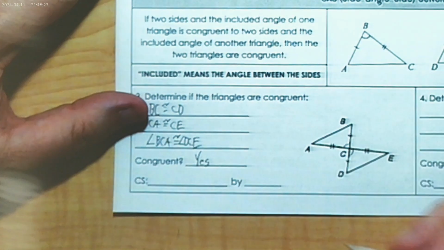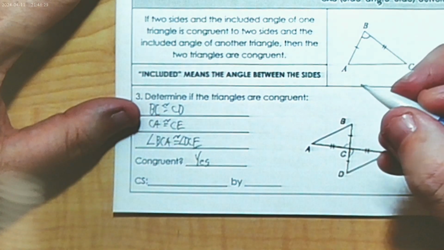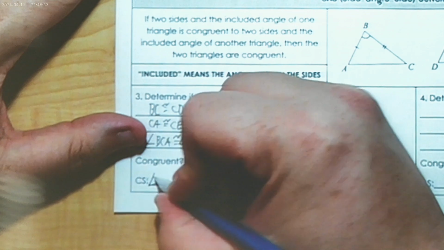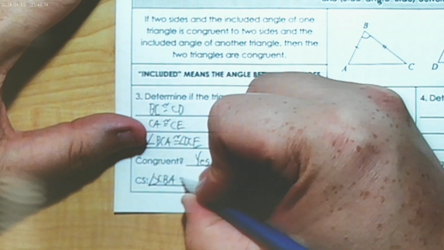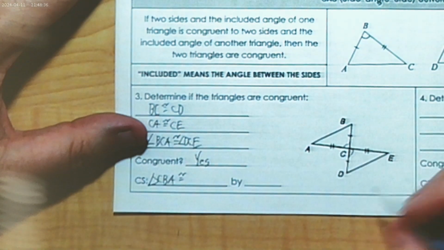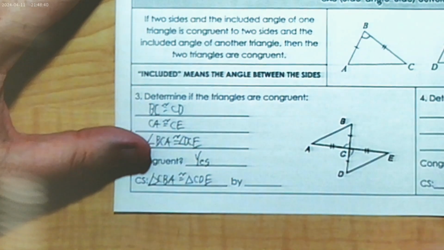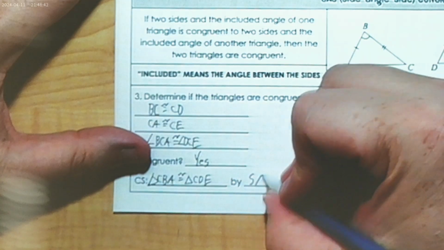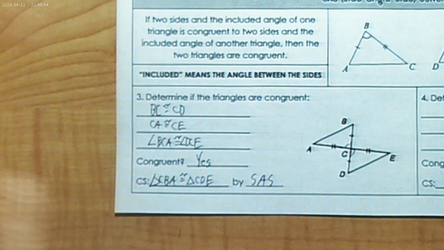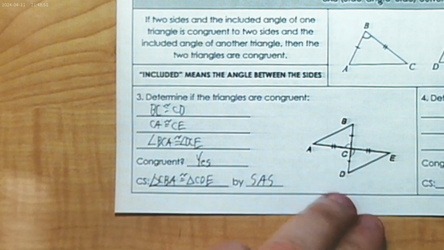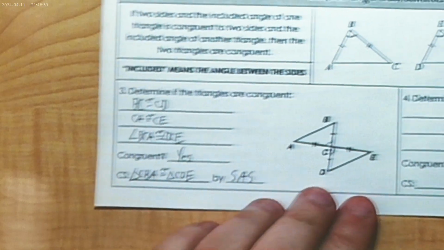Yes. Congruency statement: I'm going to say triangle CBA is congruent to triangle CDE by side angle side. And that would be all I would need to list in the proof and consider the statement proven. All right, next.